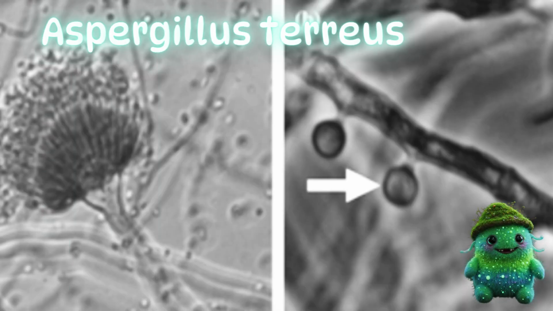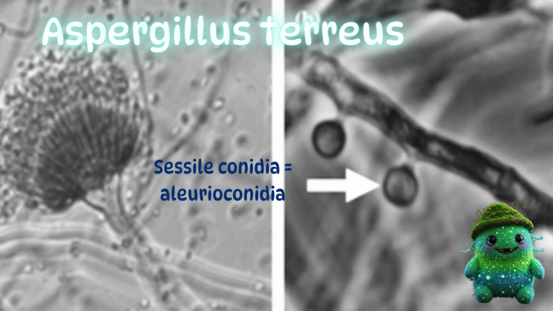Aspergillus terreus is one of the more difficult to speciate at the microscope. The phialides are long, thin, compact, and biseriate. The conidia in chains are relatively small. The hallmark is the presence of larger sessile conidia attached directly to the hyphae. These are called aleurioconidia.